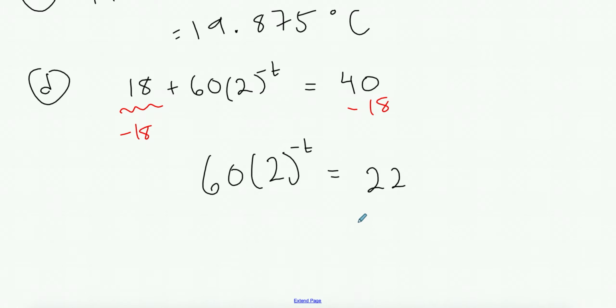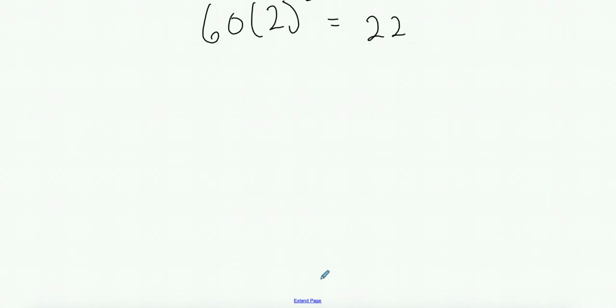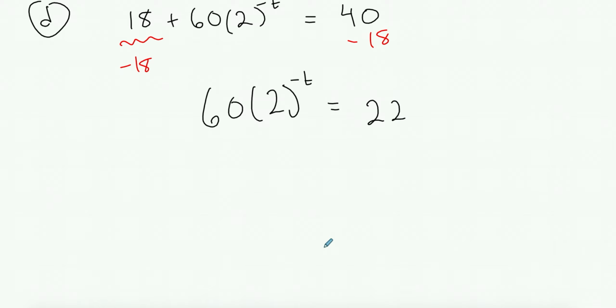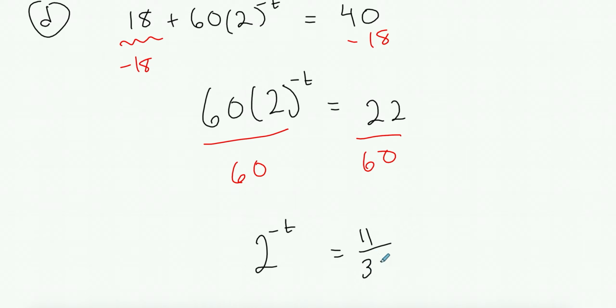Okay, and then we need to get rid of the 60, so I'm going to divide by 60 on both sides. And that's going to give me 2 to the power of -t, which is equal to 22 divided by 60. So you simplify this. I would recommend you keep it as a fraction, just so that it's going to be easier to do the next step. So this will be 11 over 30.